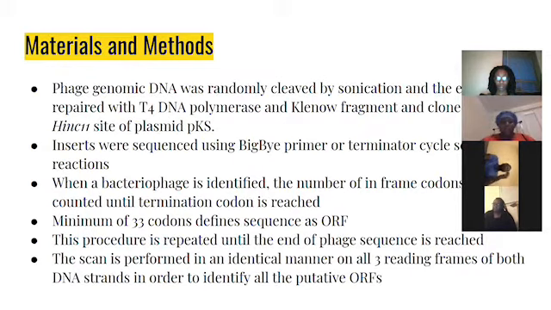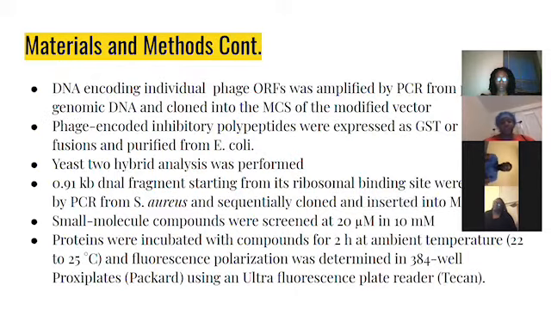The scan begins at the first nucleotide, which is then scanned for a start codon. When a start codon is identified, the number of intervening codons is counted until a termination codon is reached. A minimum of 33 codons defines the sequence as an ORF, and this procedure is repeated until the end of the phage sequence is reached. The scan is performed in an identical manner on all three reading frames of both DNA strands in order to identify all the putative ORFs. Putative genes are then identified based on the presence of a Shine-Dalgarno sequence within the first 50 nucleotides upstream of the start codon.